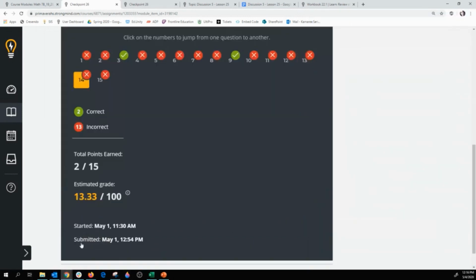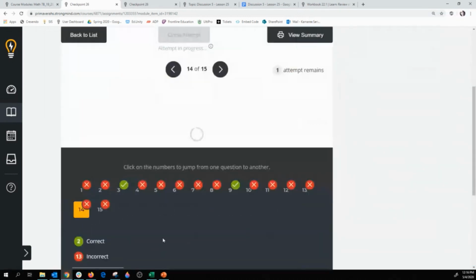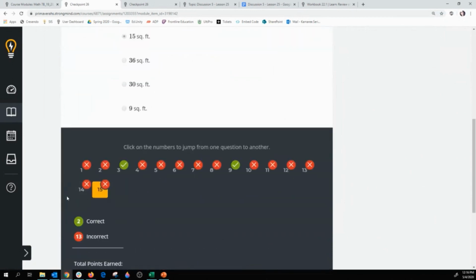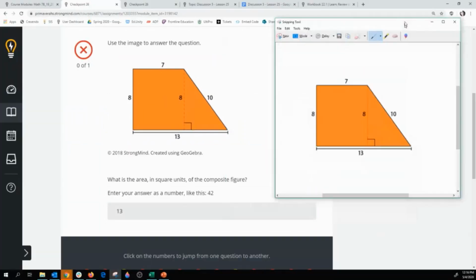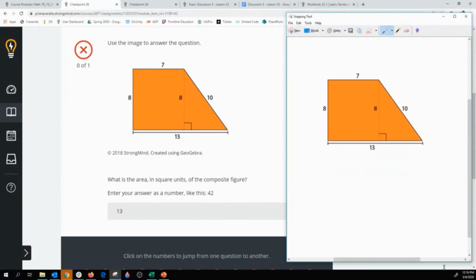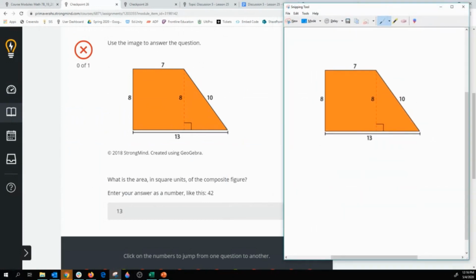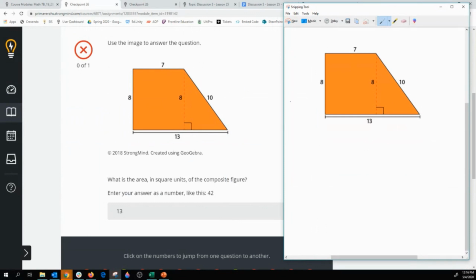All right, and then we have two more questions. All right, so 14, we have this orange figure here. There is a triangle in it though. I see a rectangle and I also see a triangle. And we need to figure out what is the area. So I first need to figure out the area of my rectangle, and then I need to figure out the area of my triangle.